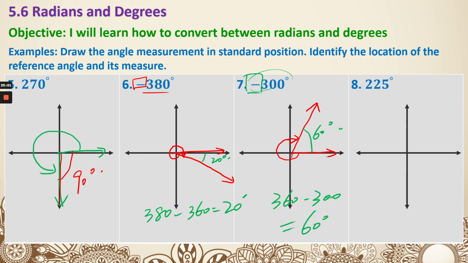And lastly, 225. That is between 180 and 270. So it's around here as the terminal side. This is my actual angle. And I'm trying to form an angle with the x-axis, which is right here. 225 minus 180 is 4. So that is, not 4. That's 45 degrees. So that is going to be 45 degrees.